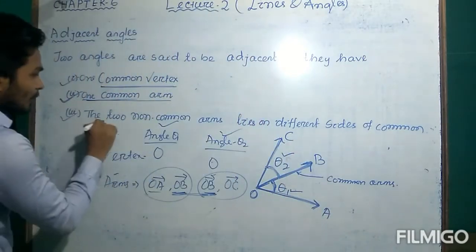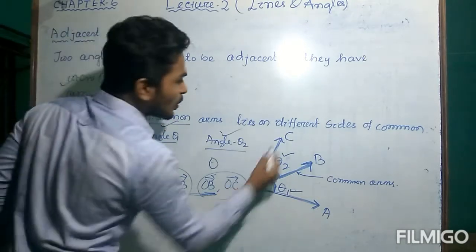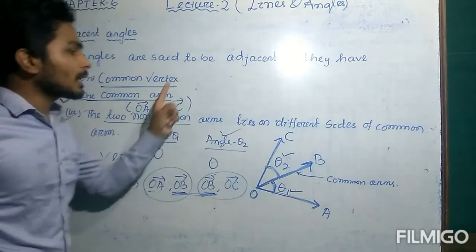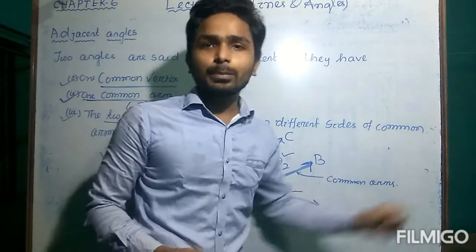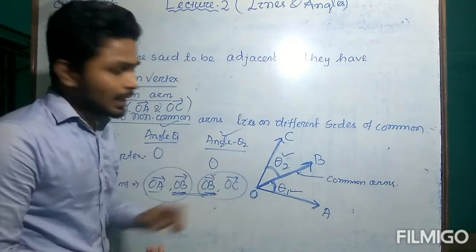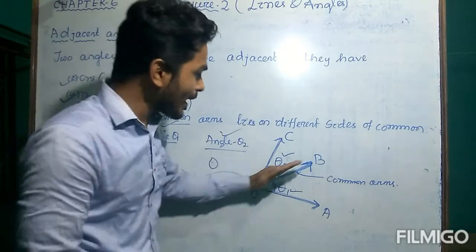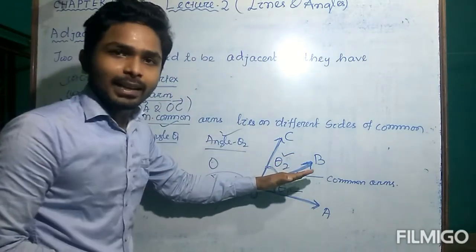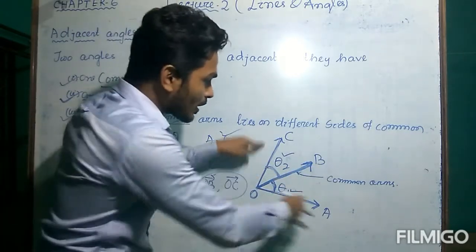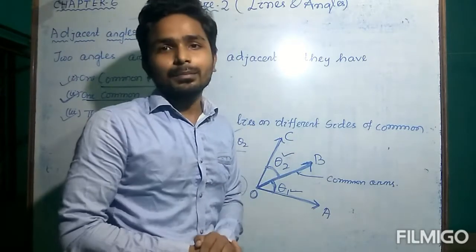So two non-common arms means OA and OC. They are non-common. The two non-common arms lie on different sides of the common arm. That means if OB is the common arm, then the two other non-common arms should lie on opposite sides. One lies towards the right-hand side of OB and one lies towards the left-hand side of OB. Understood? So the two non-common arms must lie on different sides, on opposite sides of the common arm.